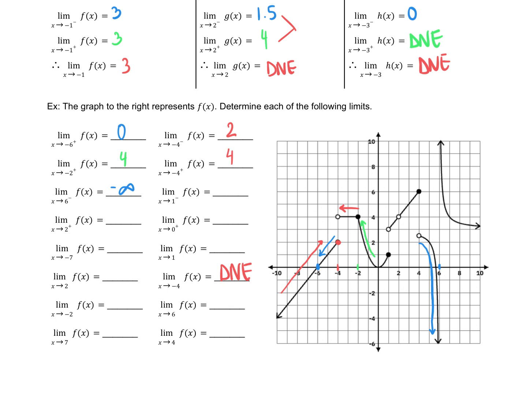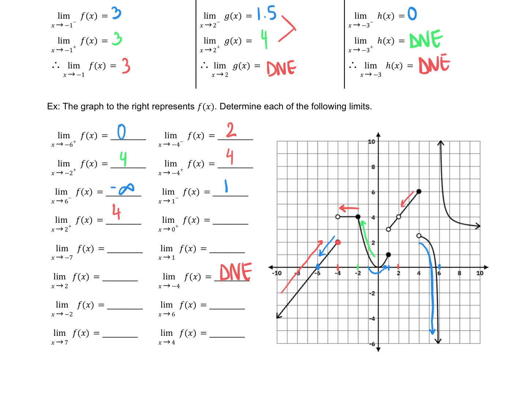As x approaches 1 from the left, so 1 is right here. If we're coming from the left, we're following the parabola, and the parabola is approaching 1. As x approaches 2 from the right, I'm on this line segment here, and I'm approaching that hole when x is 2, so we're approaching 4.